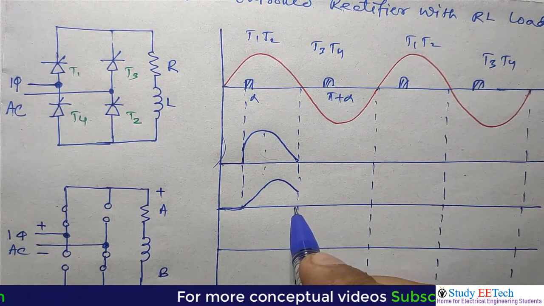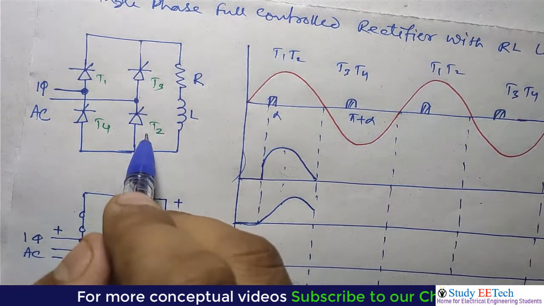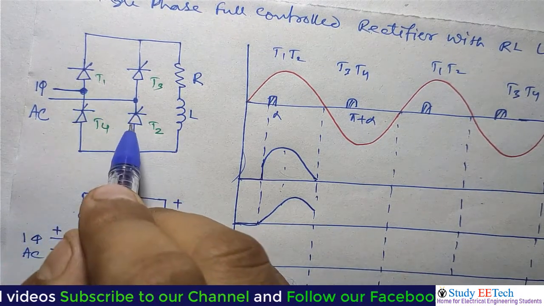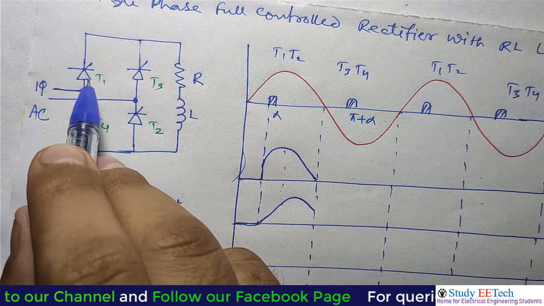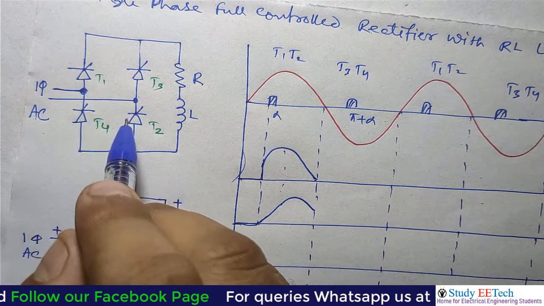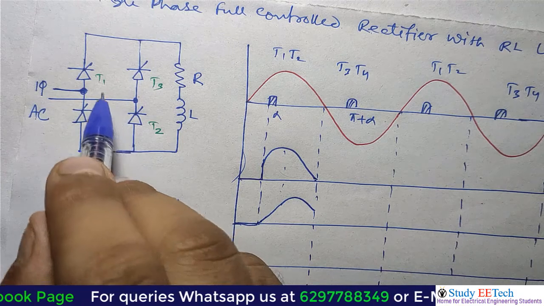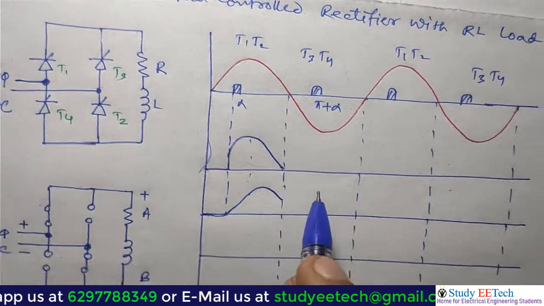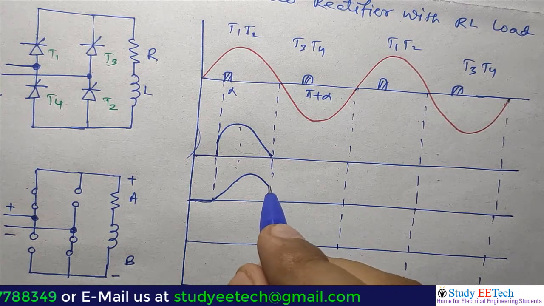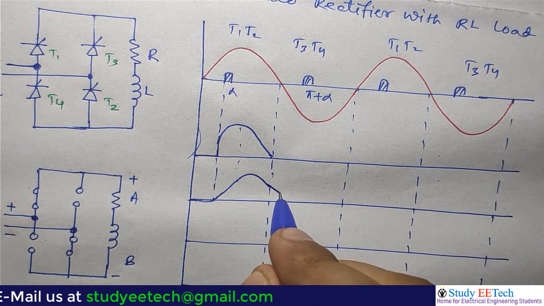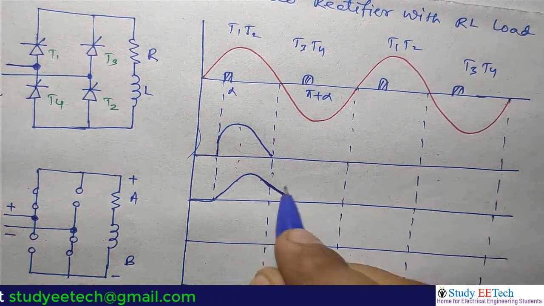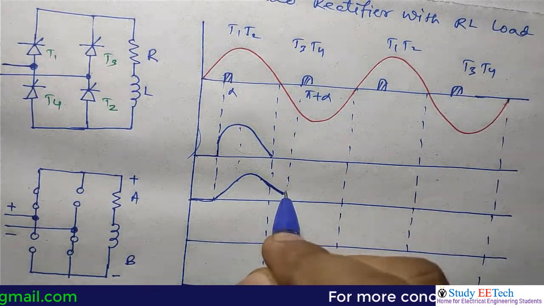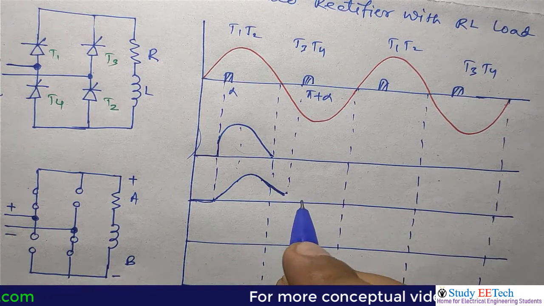Once the current is not 0, we cannot say T1, T2 is off, because the nature of the thyristor is that it will not be off until the current through it is below the holding current or the 0 current. We are assuming the holding current equal to 0 current for the sake of simplicity. Now there will be a current. Let us say current is decreasing something like this. And at this point, before the current reaches 0, we have triggered T3 and T4.